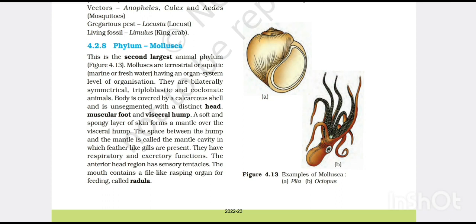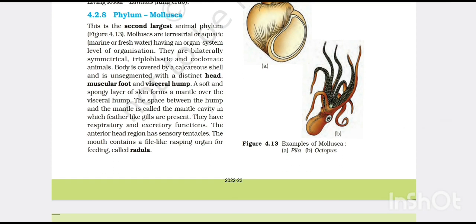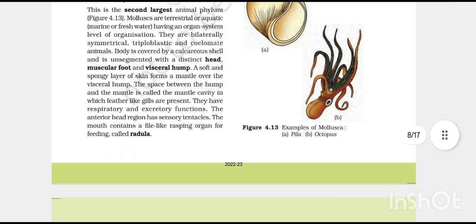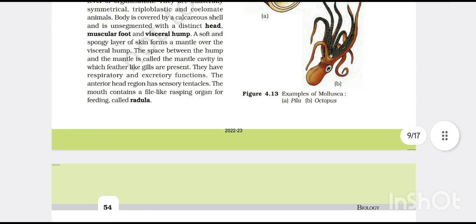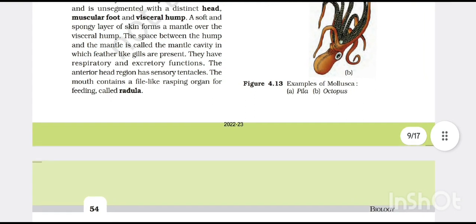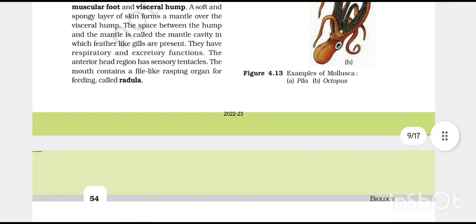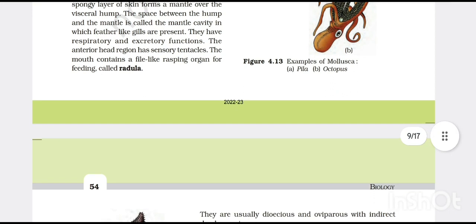They are bilaterally symmetrical, triploblastic and coelomate animals. Their body is covered by a calcareous shell and unsegmented with a distinct head, muscular foot and visceral hump. A soft spongy layer of skin forms the mantle over the visceral hump. The space between hump and mantle is called the mantle cavity, in which feather-like gills are present. They have respiratory and excretory function. The anterior head region has sensory tentacles. The mouth contains a file-like rasping organ for feeding called radula.